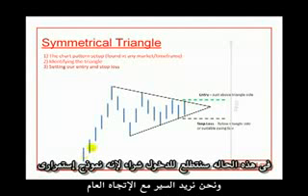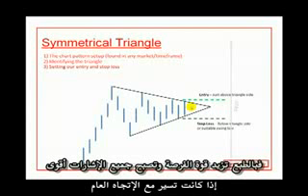Because it's a continuation pattern, we want to go with the trend. Trades are always stronger no matter what strategy or pattern you're taking if you trade with the trend. So the trade itself, we break through our entry point, we go long, and hopefully we get a fairly explosive move out of that consolidation area.